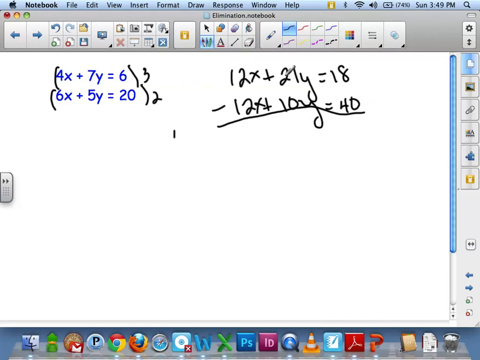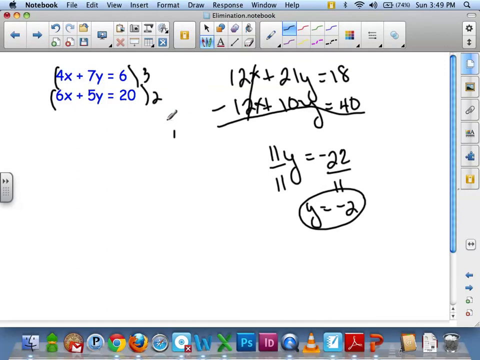So when I have subtraction, what you need to make sure is you go 12x minus 12x, so that cancels out. Then you've got 21y minus 10y, okay? That is going to give you, yes, 11y. Then here I've got 18 minus 40, so this is going to end up being 22, but this time it's negative because I started off with less and I'm subtracting more from it. I'm going to divide each side by 11. So in this case, I'm going to get y equals negative 2.